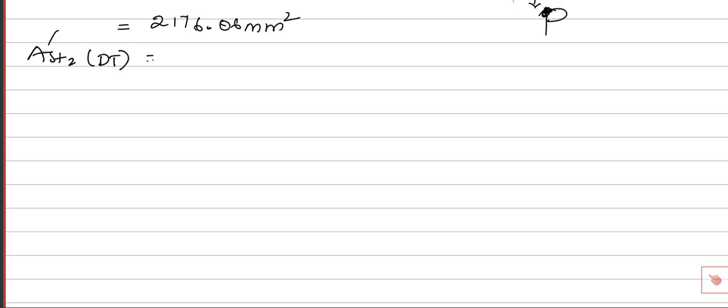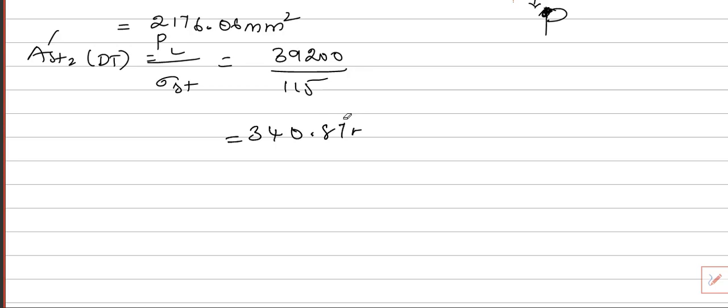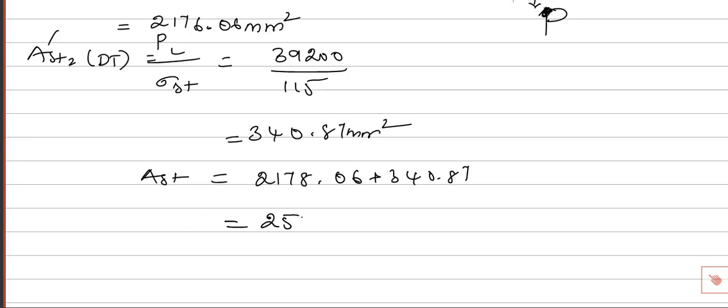So let's find out AST2, to resist direct tension. Same value 115. So how much do we need? 340.87 mm square. So total AST is equal to AST1 plus AST2, 2176.06 plus 340.87 is equal to 2516.93 mm square.